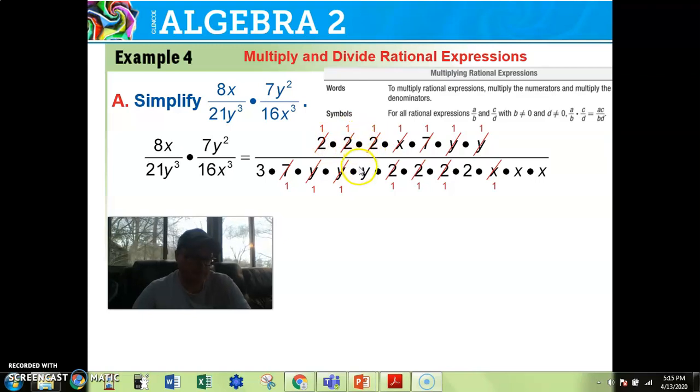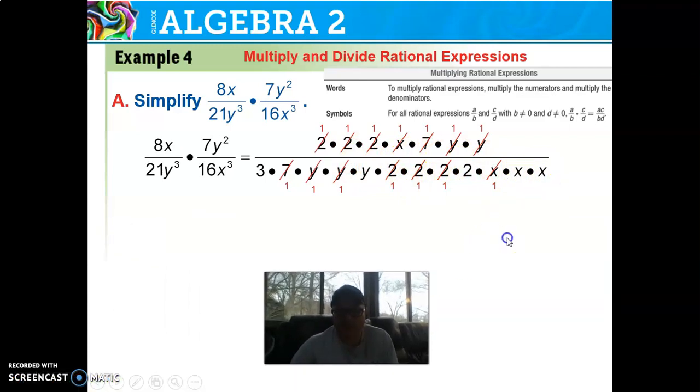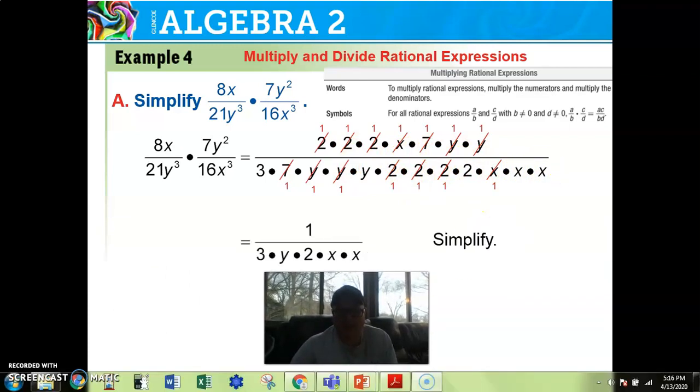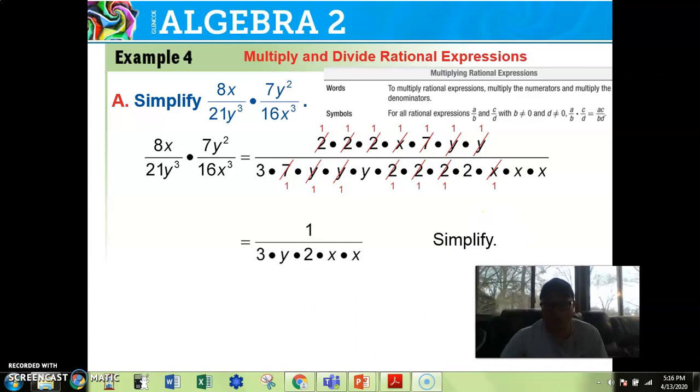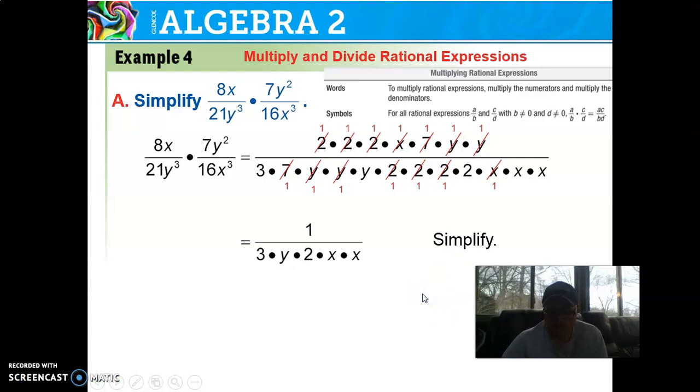Sorry about that. And then 7y times y. And then 21 is 3 times 7 times y times y times y. And then 16 is 2 times 2 times 2 times 2 times x times x times x. I think they make it a little bit more complicated than necessary here. Once you cross out or reduce to 1 all of the products, then you're left with 1 over 6x squared y.